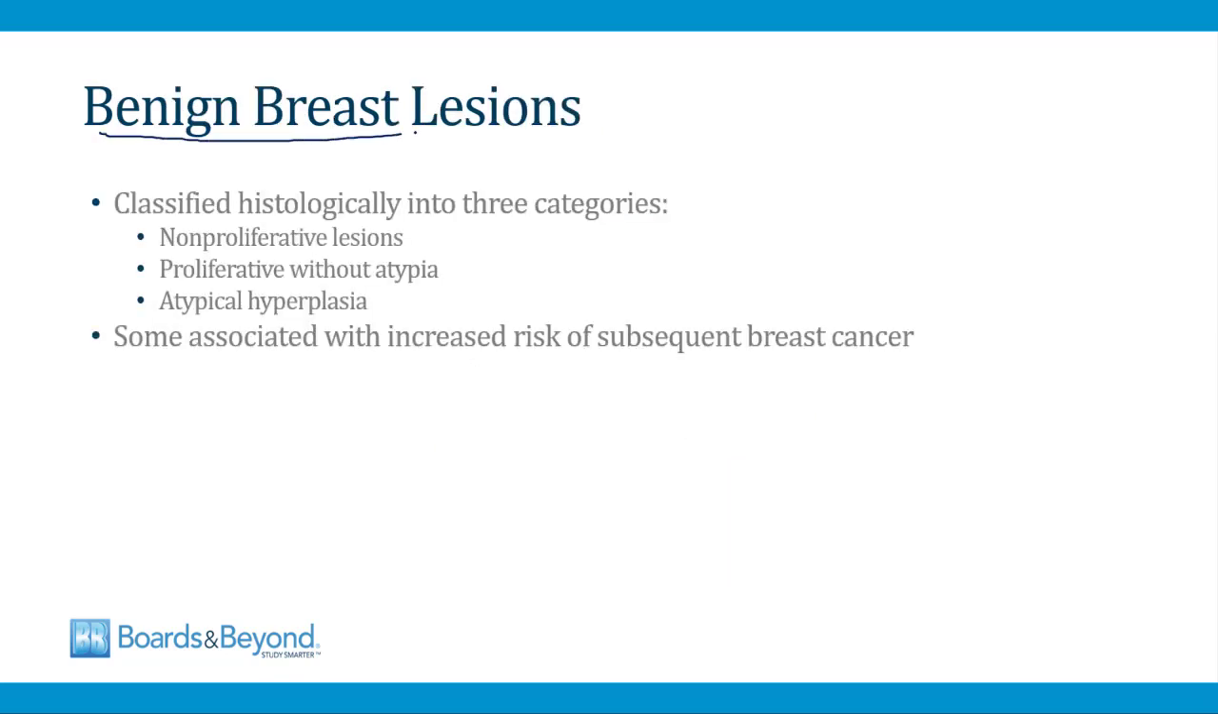So benign breast lesions are classified histologically based on their appearance under the microscope after a biopsy into three categories. The first is non-proliferative lesions, the second group are proliferative lesions without atypia, and the third group is atypical hyperplasia. All of these are benign, meaning they don't represent cancer, but some of them are associated with an increased risk of subsequent breast cancer.